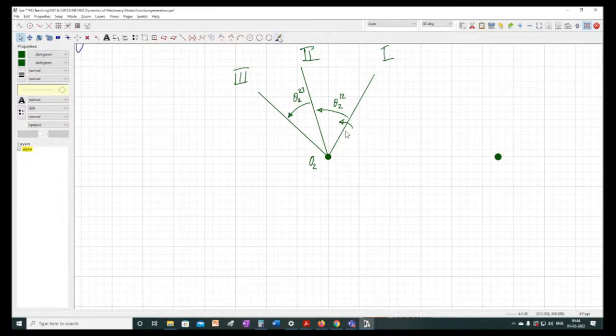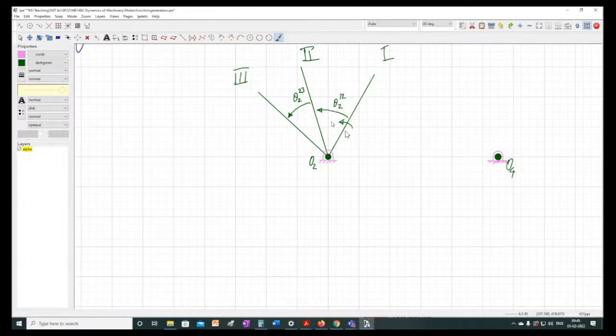Let us write it. This point is O4. Okay, so if we make some hinge here, this is one hinge point and this is another hinge point. The problem we are solving is a function generation problem.